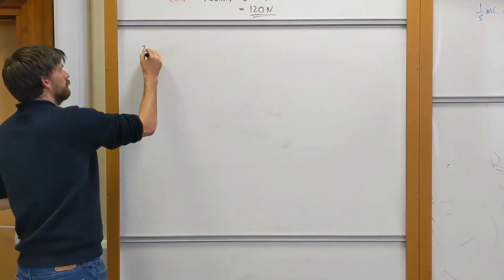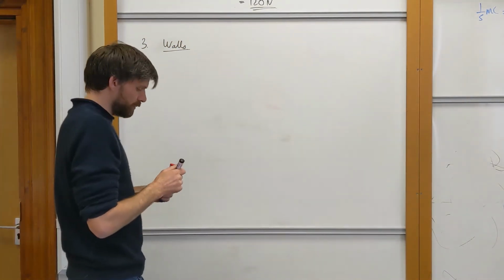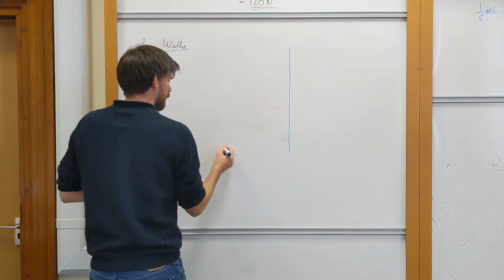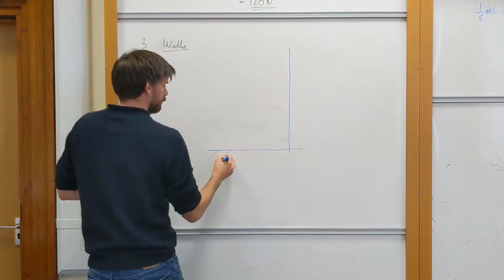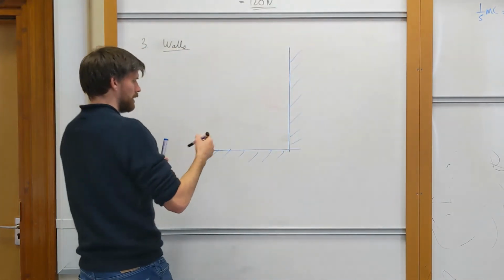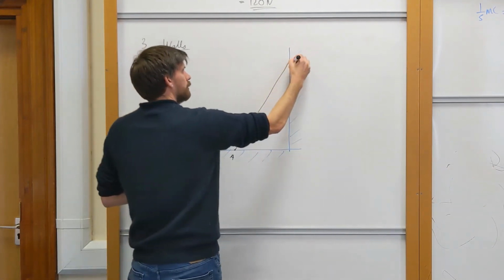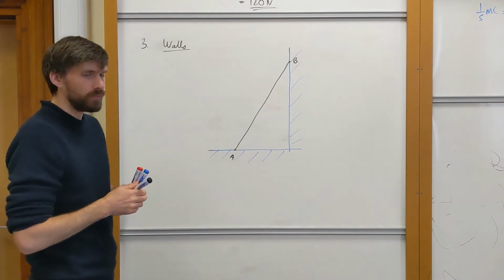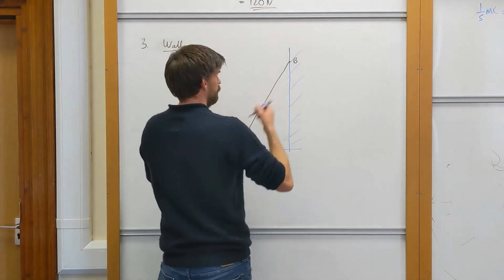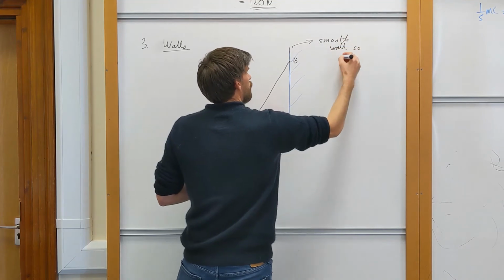Question 3 is the idea of looking at ladders and walls. This comes up quite a lot. So question 3, we have a ladder resting on a horizontal floor and against a vertical wall. Okay, so here's my ladder going in there. That's point A, that's point B. Okay, we need to put some forces on. We're told that this is a smooth wall, so no friction.